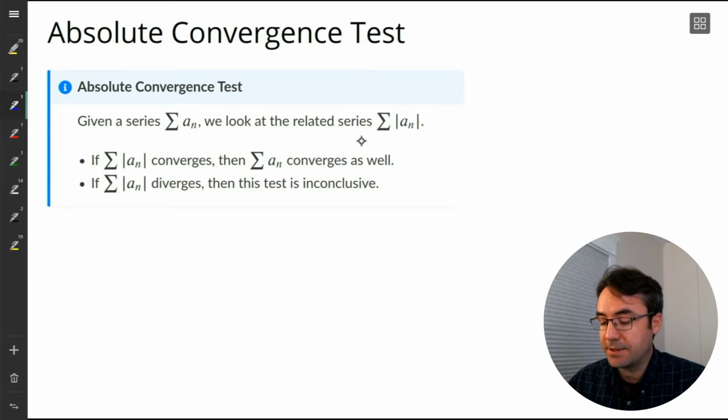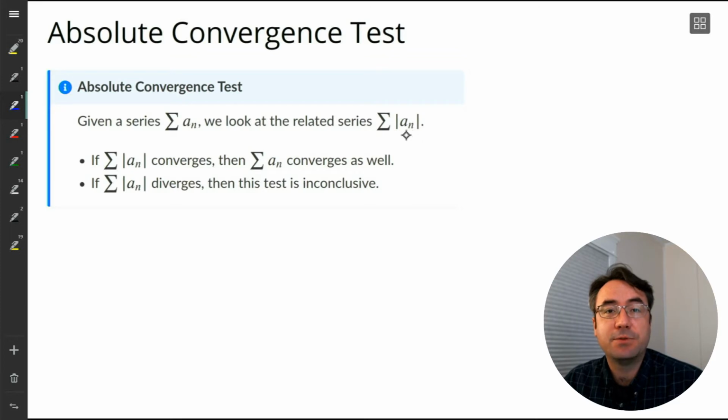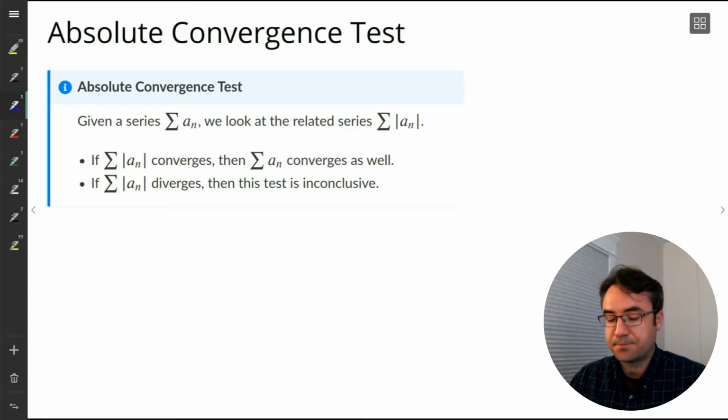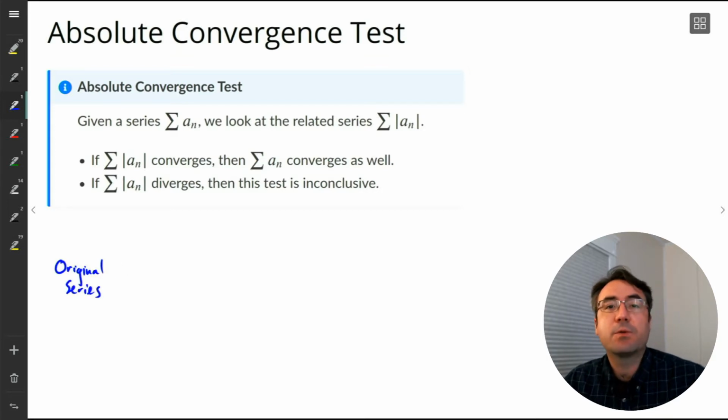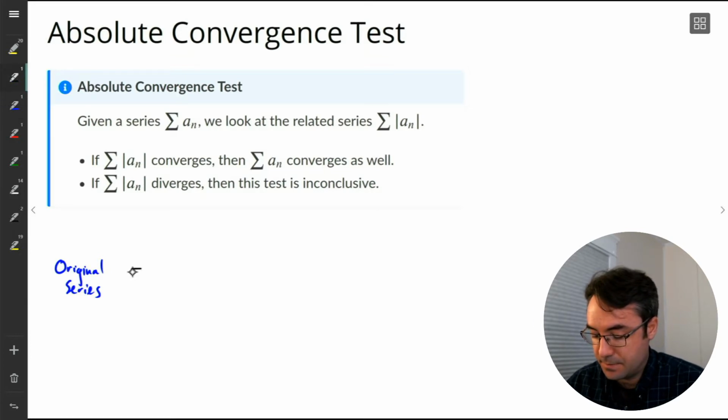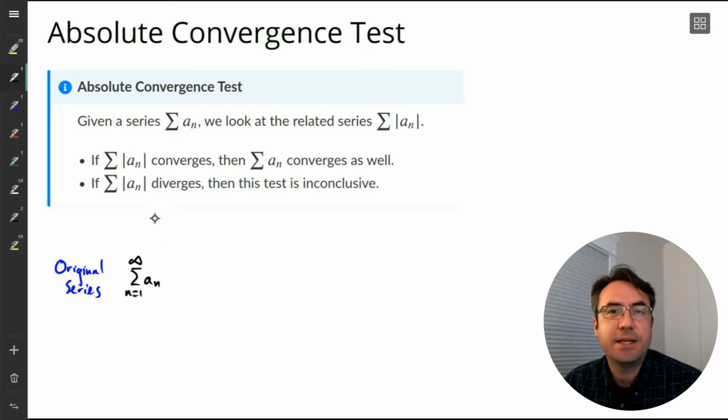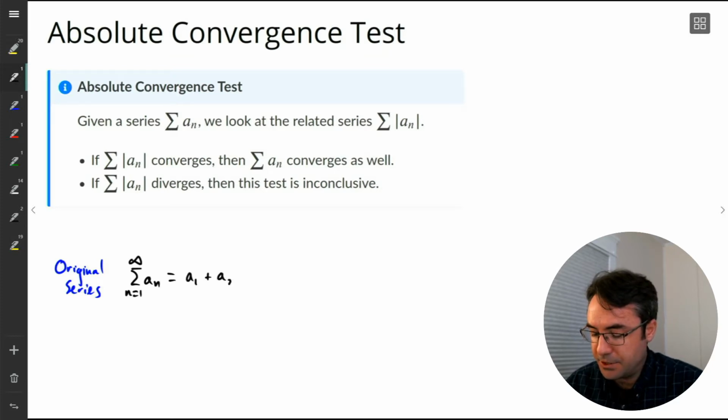And what we're going to do is look at this related series, the series with the absolute value terms. So sigma absolute value a_n. First, let's just look at what these two series look like. We have our original series, and this is what we're interested in. So this is sigma a_n. Let's say we start with n equals 1, but this idea would work if we had another starting index. Just to get an idea of what this new related series looks like, let's write out the first few terms. It would be a_1 plus a_2 plus a_3 and so on. So we're just adding up some terms here.